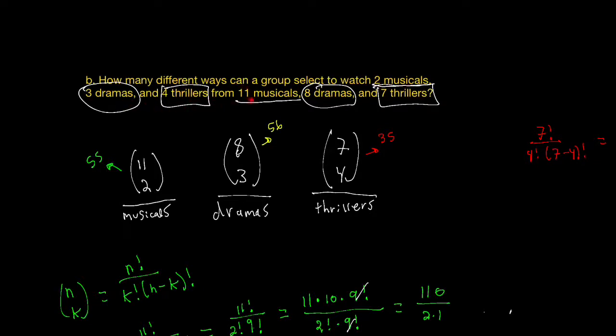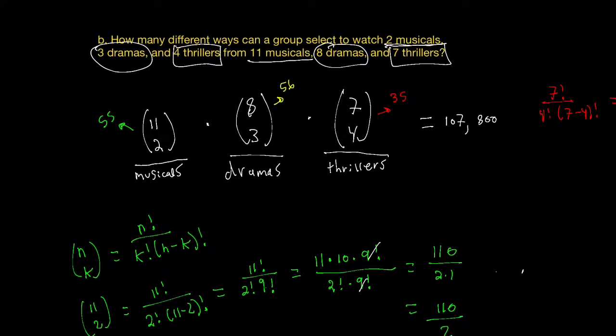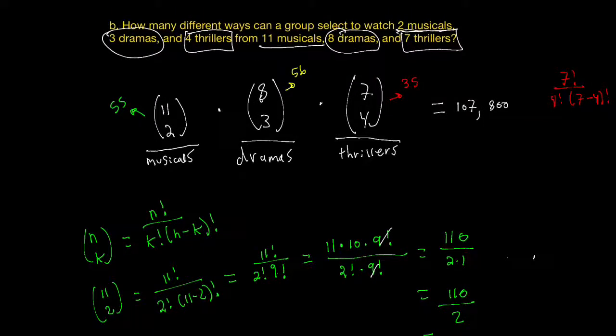And now to get all the different ways in which we can get 2 musicals, 3 dramas, and 4 thrillers from 11 musicals, 8 dramas, and 7 thrillers, all we gotta do is get the product of these because of the fundamental counting principle. So 55 times 56 times 35 is going to give us a total of 107,800. Alright, so try these out, and then I'll see you in the next video.